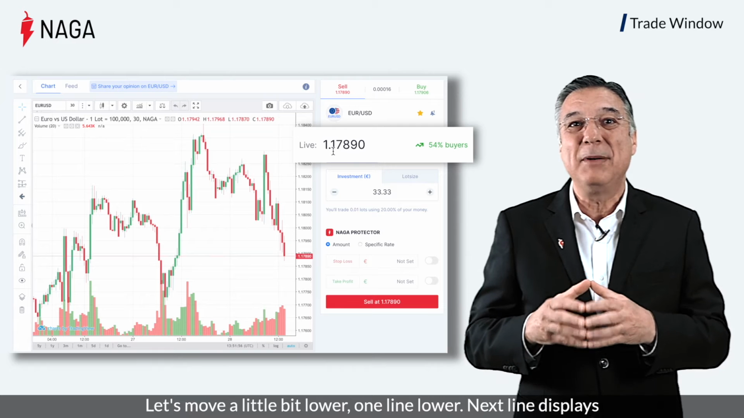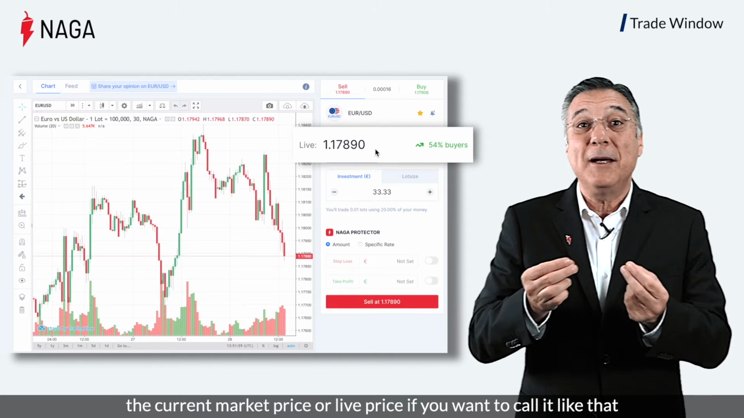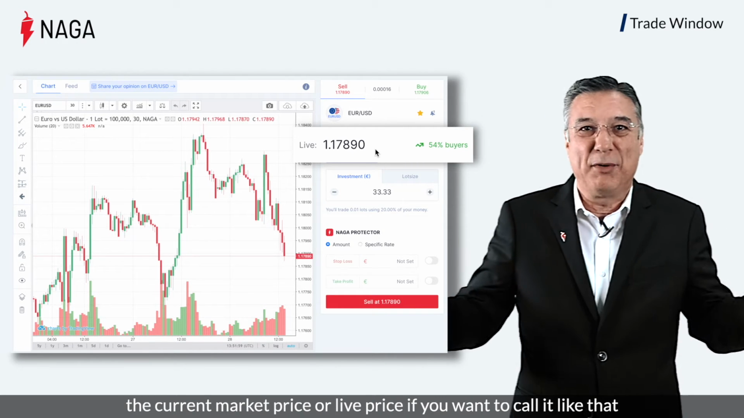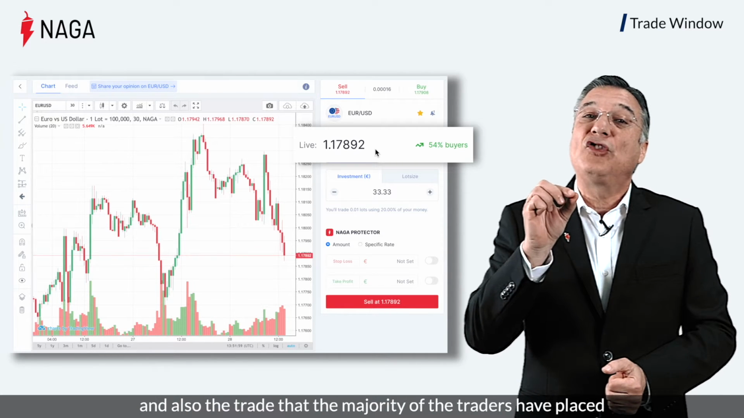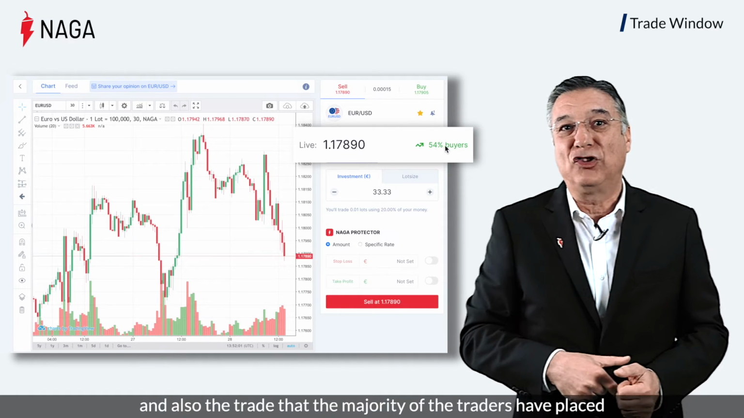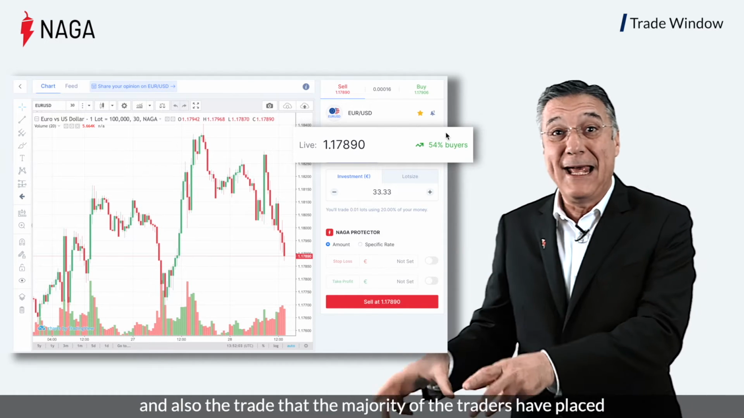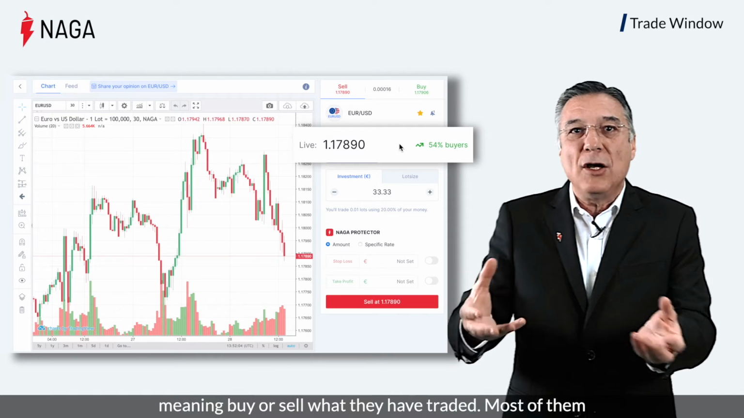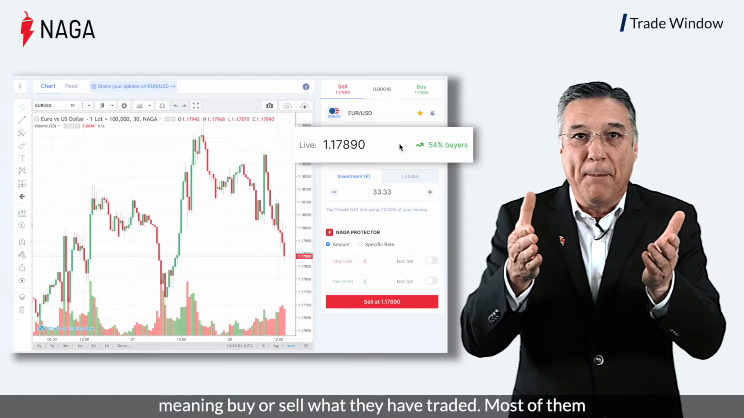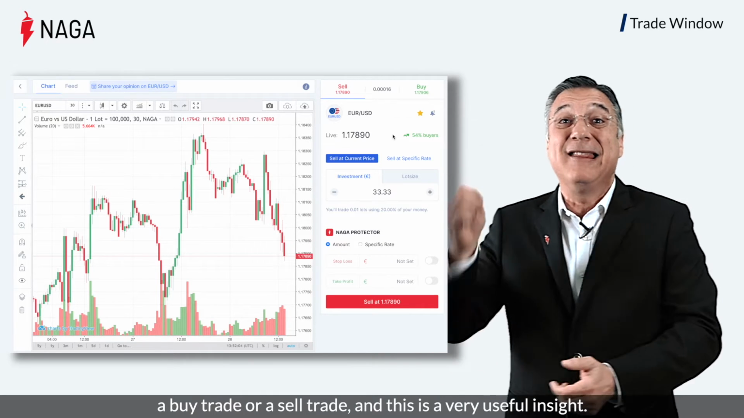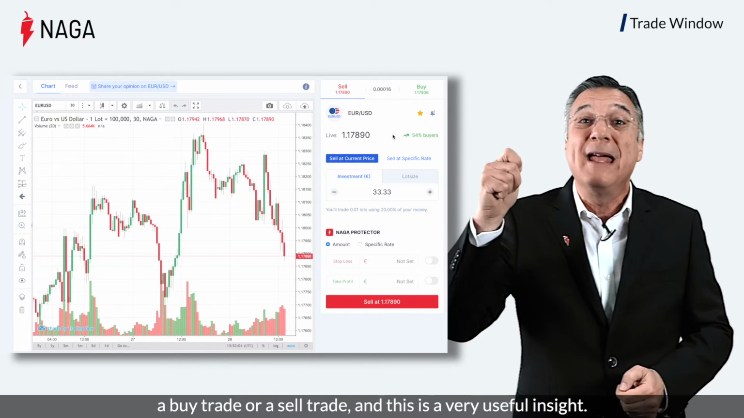Next line displays the current market price, or live price if you want to call it that, and also the trade that the majority of the traders have placed, meaning buy or sell, what most of them have traded, a buy trade or a sell trade. And this is a very useful insight.